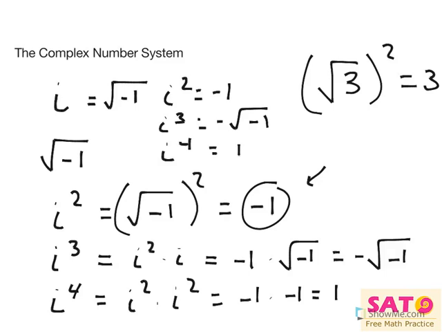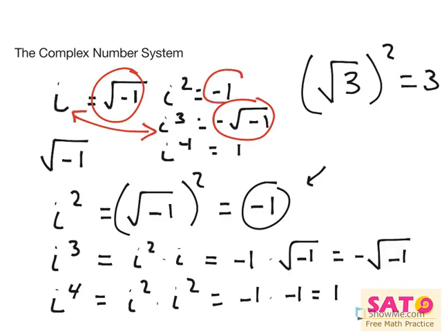If you look at these, square root of -1 and negative square root of -1, so i and i to the third power are related because they're like inverses. And same thing with these two, they're inverses as well.